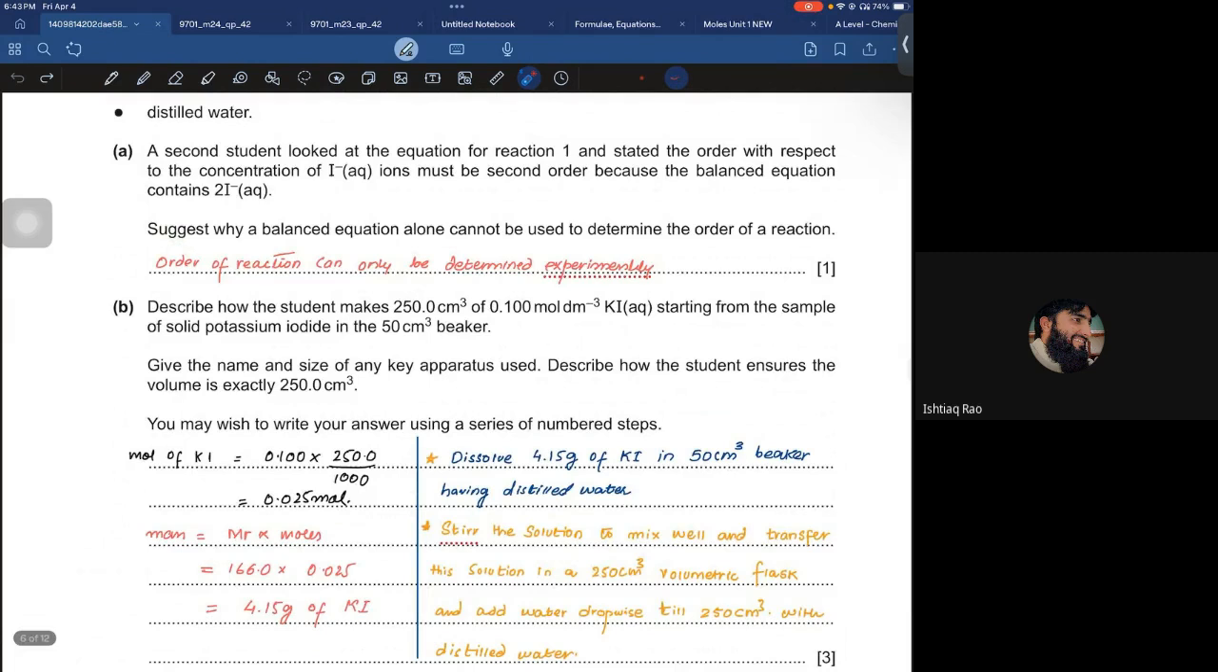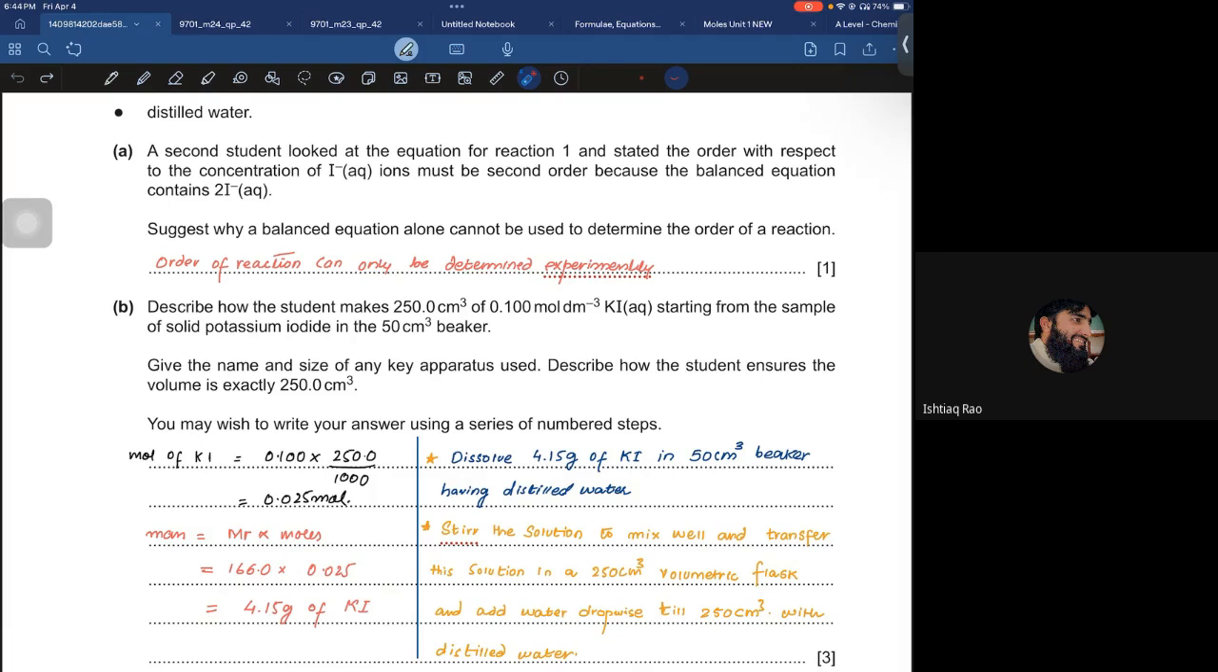That is 0.1 into 250 cm cube, and of course we have to convert this into dm cube. Then you would be getting the number of moles for potassium iodide. Then we have to calculate the mass of potassium iodide. Then you have to take this much amount of potassium iodide and dissolve it in a beaker, the 50 cm cube beaker. A beaker is better for mixing different chemicals.